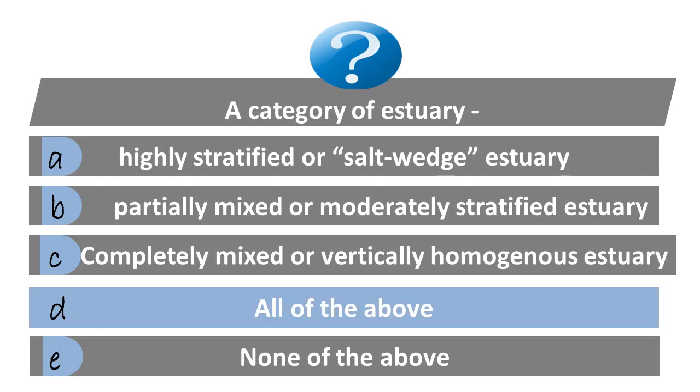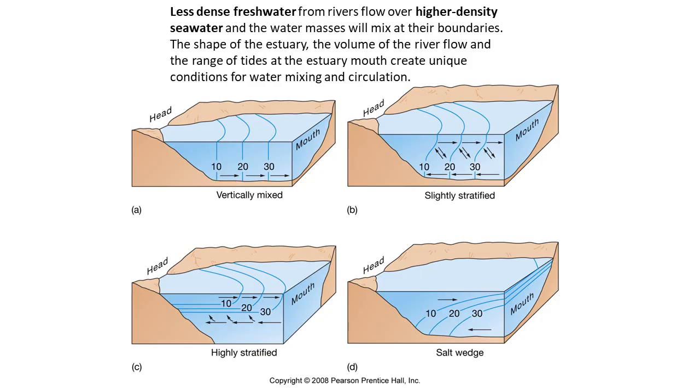Answer is D, all of the above. So all of these are categories of estuary. So less dense freshwater from rivers flow over higher density seawater, and the water masses will mix at their boundaries. So we know that estuary, ito yung area where the freshwater and the seawater mixes.